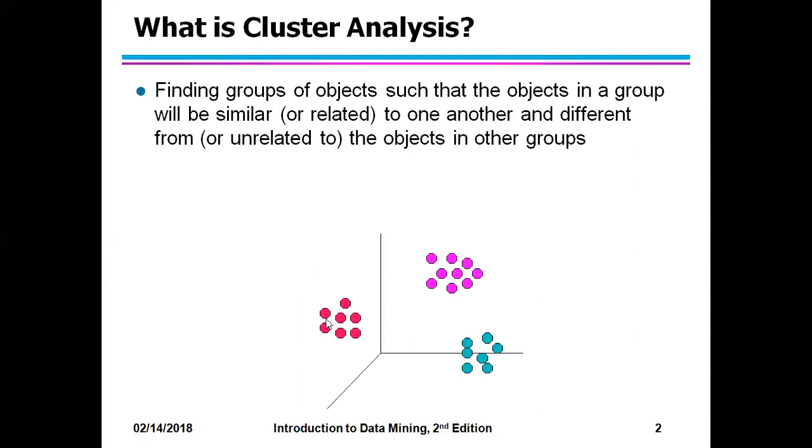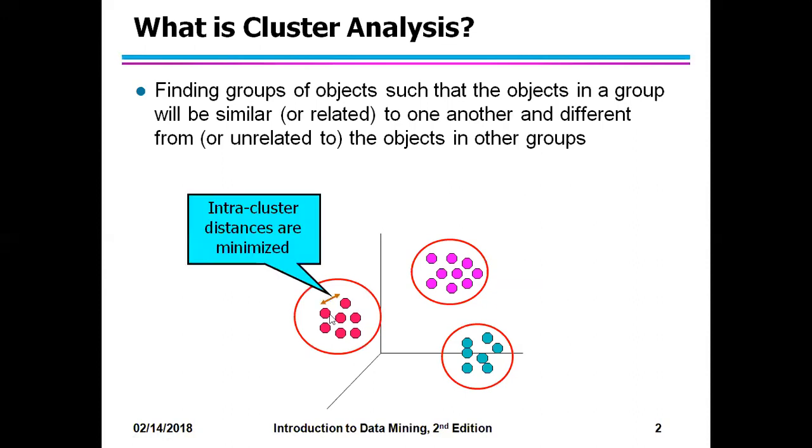In this figure, you can find that there are three clusters. These are the objects which are related to one another and they don't have any similar relationship with the objects in another cluster. So this is about cluster analysis. The distances between the objects lying within a cluster, I call intra-cluster distances, and these are minimized.